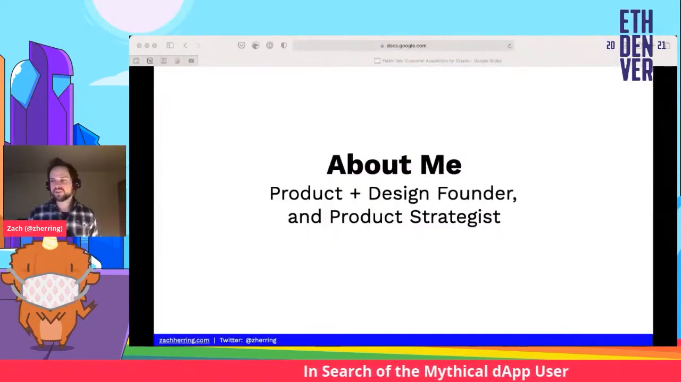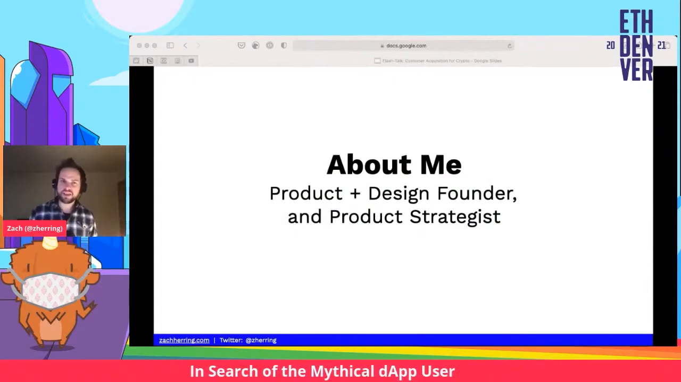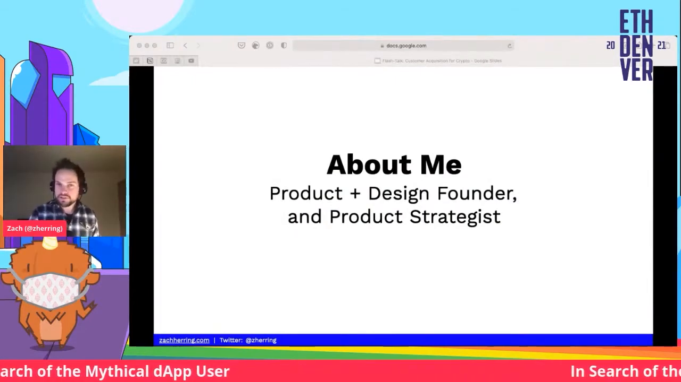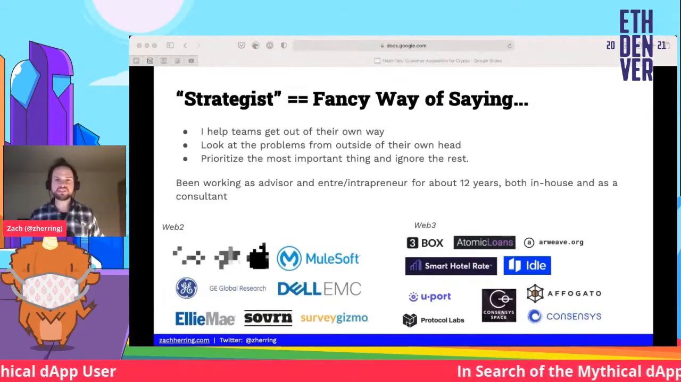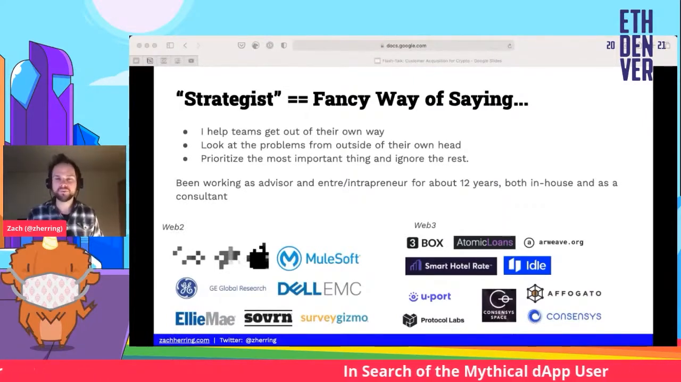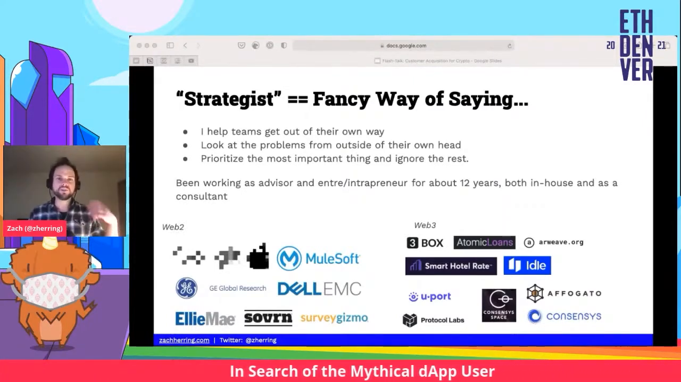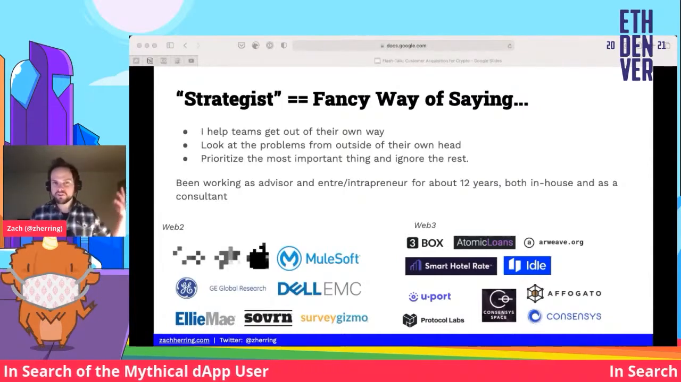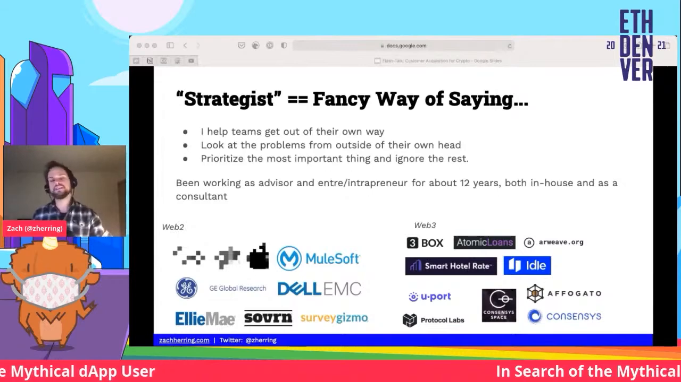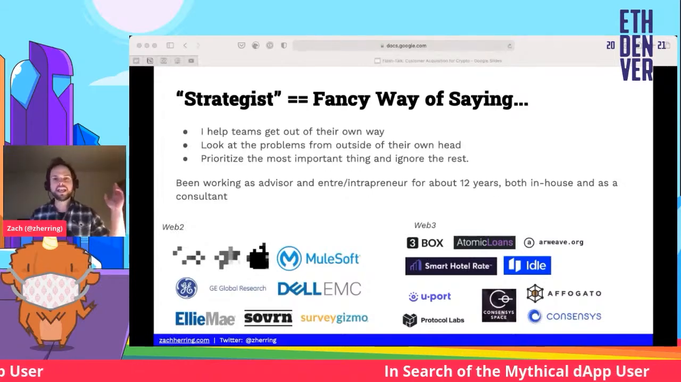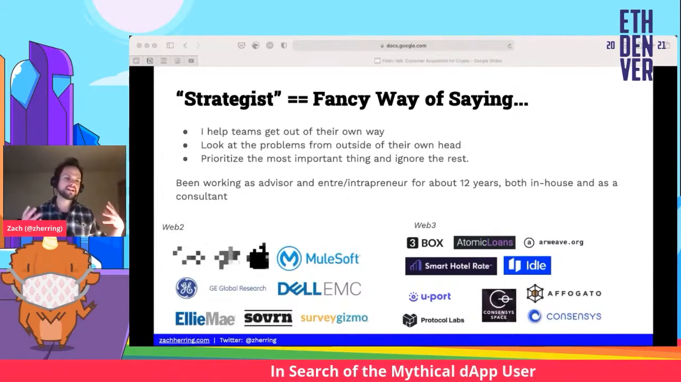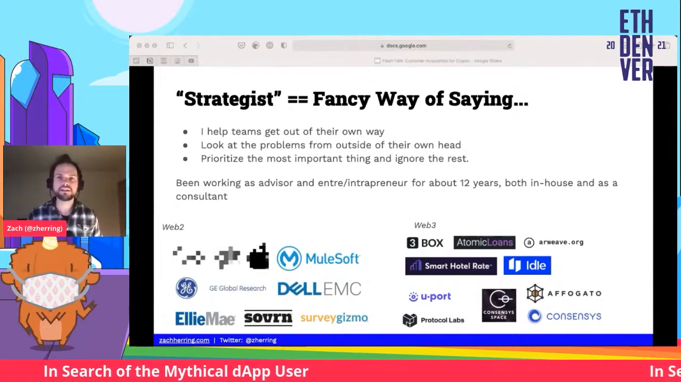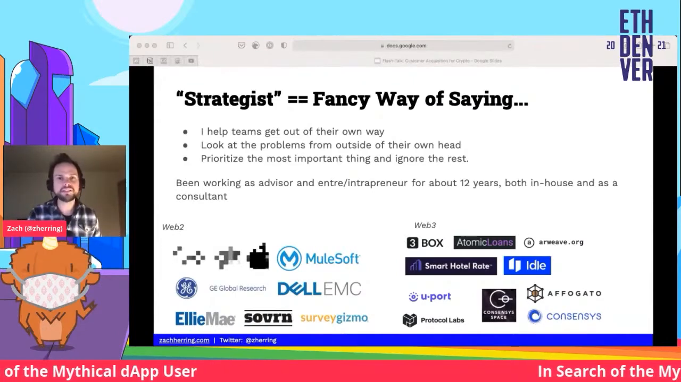So first, just a little bit about me. If you didn't see the previous panel, I'm a product and design founder, also a product strategist. What is that? Strategist is really just a fancy way of saying I help teams get out of their own way, look at problems from the outside of their own head, and prioritize the most important thing and ignore the rest. So I've been working with a ton of companies, both in the Web 2 and the Web 3 space, both as a consultant as well as an intrapreneur, depending on what my role was in those companies.